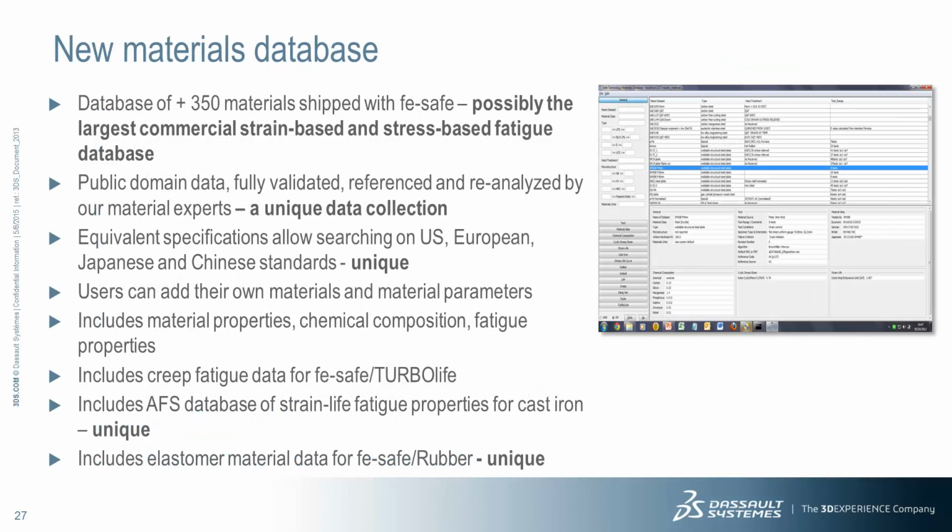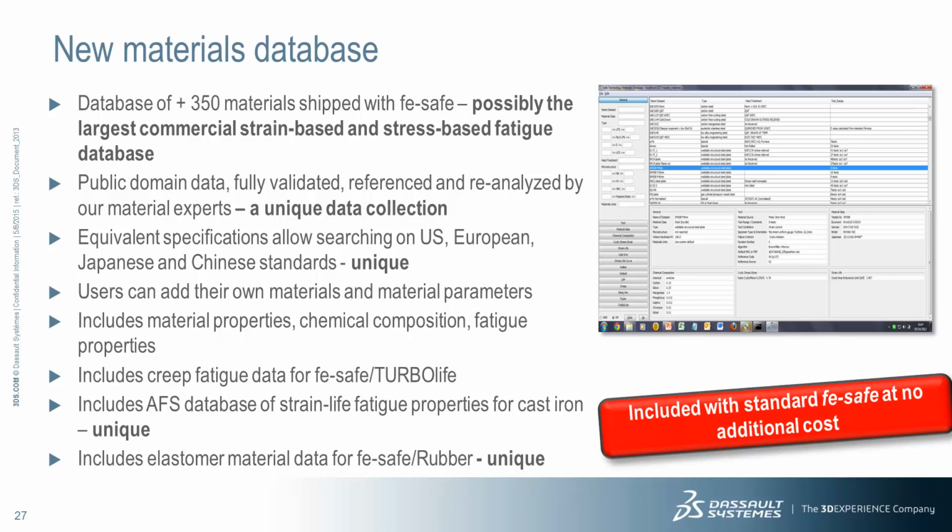We think the new material database in FE-Safe is possibly the largest commercial strain-based and stress-based fatigue database with more than 350 materials. It is certainly the most comprehensive data collection, having been fully validated, referenced, and reanalyzed by our staff metallurgist. It offers the unique ability of allowing users to search using US, European, Japanese, and Chinese standards within the same database. We also include high temperature, cast iron, and rubber material data with FE-Safe as well.